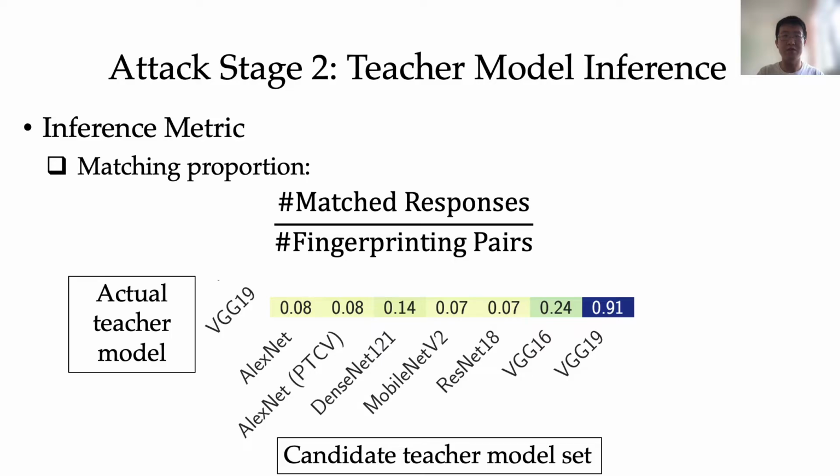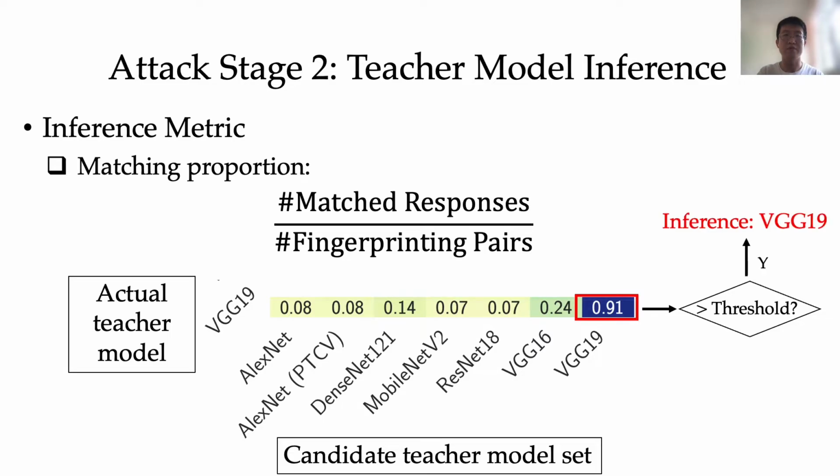Here is an example. This row vector represents Wang attack. Among the candidates, VGG19 has the highest score, but in practice, there are chances that the actual teacher model is out of the candidate set, so we preset a threshold. If the highest score is higher than the threshold, we return the inference result. Otherwise, we return null. That means no matched teacher model found.